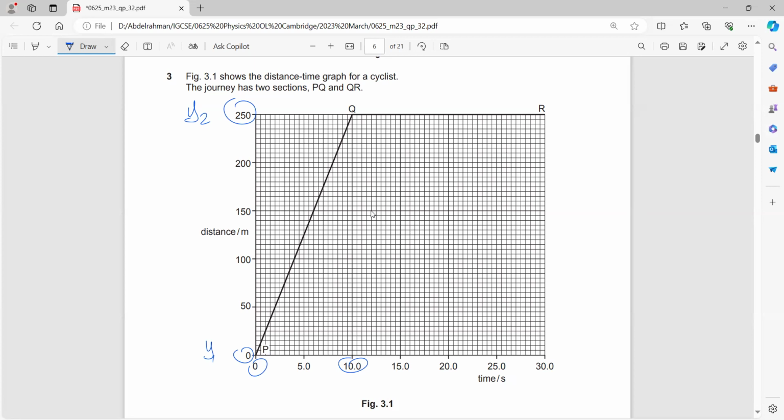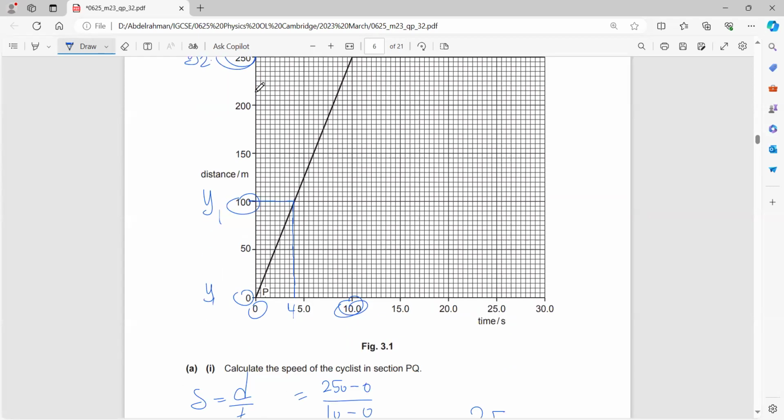Most of the time we will find 250 over 10 right away. But if it doesn't give you the point where y is zero, you find another point. For example, 100 and 4. This is another point, 104. So we have 2 points: y2 and y1, and x2, which is 10, and x1, which is 4. So now you have 2 points, and you can find the slope using these 2 points.